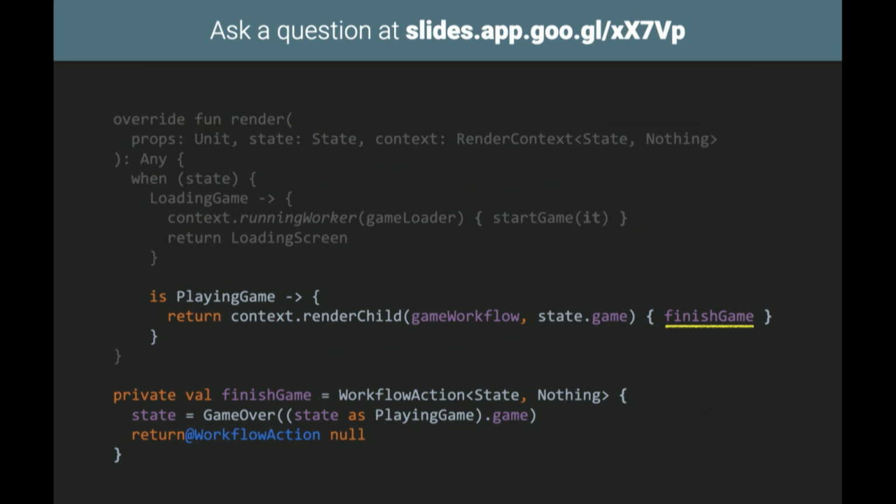When the game actually finishes, we need to run this finish game action. All that does is set the state to game over. We copy in the game props, and we don't emit any outputs. So why are we storing the game props in the game over state as well? We're already finished playing the game. We shouldn't need it anymore.